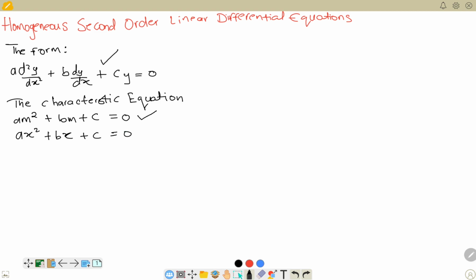This is a quadratic trinomial, and we know that when we solve a quadratic trinomial, we will find two values of x, and we'll call them x1 and x2. So similarly, when we solve the characteristic equation, we will find the values of m1 and m2. So this is what you need to do when you solve this differential equation. You need to be able to find the values of m1 and m2. Then from there, you can determine the general solution.